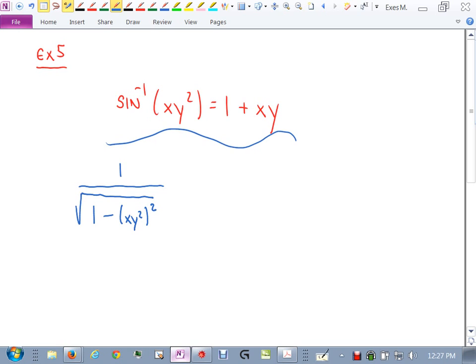Does everyone see the formula that we had being used there? I'll put it over here. The derivative of arc sine of u is 1 over the square root of 1 minus u squared. But in our problem, the u is what? xy squared.